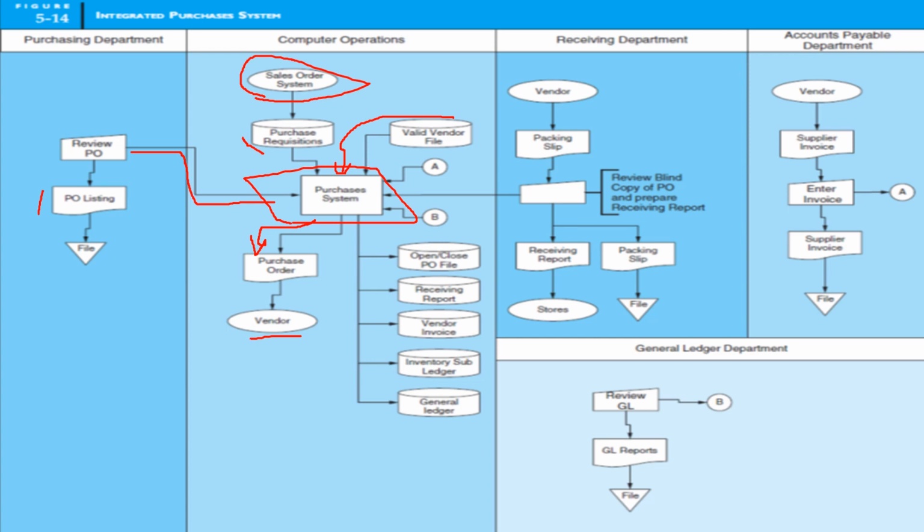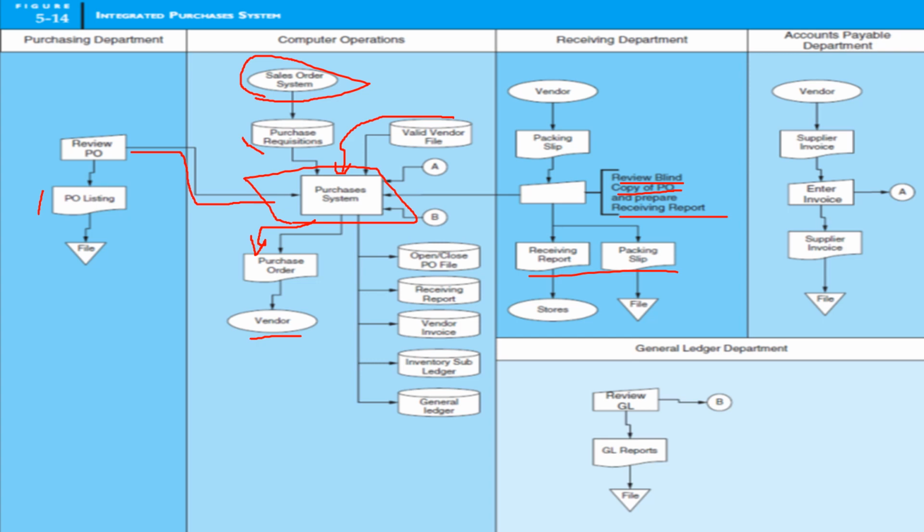We will discuss this at the end of this topic or this class. Okay, so when the vendor sends the packing slip and the invoice, we will key it into the system, reconcile and review the blind copy of the purchase order, and prepare the receiving report when we receive the items. Then we will prepare the two hard copies, the packing slip and the receiving report.